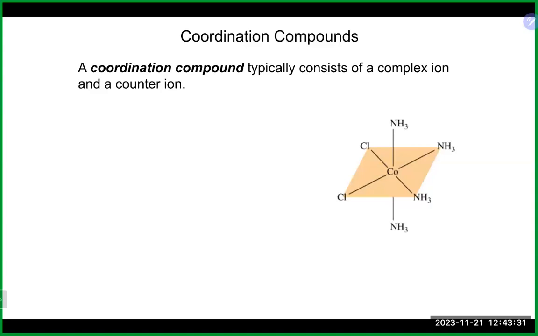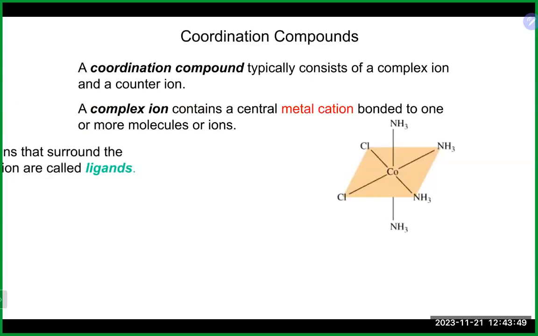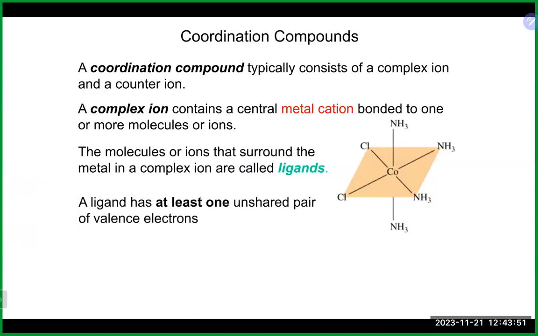All right, so coordination compounds. This is really the heart of the chapter. That was, again, just sort of a review, a reminder of some of the background of these things, because they will be touched upon here as we go through this. So a coordination compound basically will consist of two things. It will consist of a complex ion, and it will also consist of a counter ion.